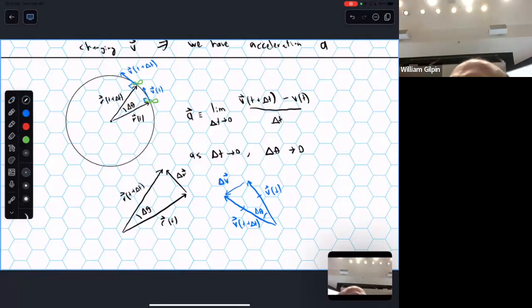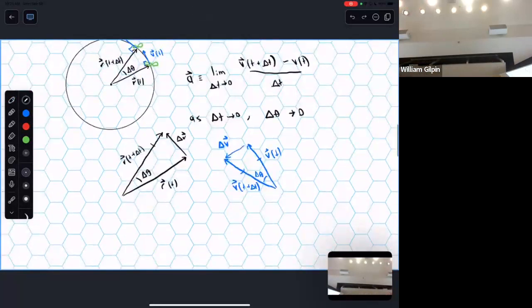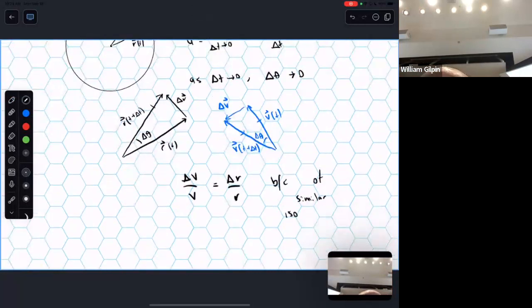And then we also know that the length of this is the length of that, because if I go in a circle, my radius is always the same. So you can use your favorite isosceles triangle tricks to back out that it needs to be the case for two similar triangles that delta v over v equals delta r over r. And it's because of similar isosceles triangles.